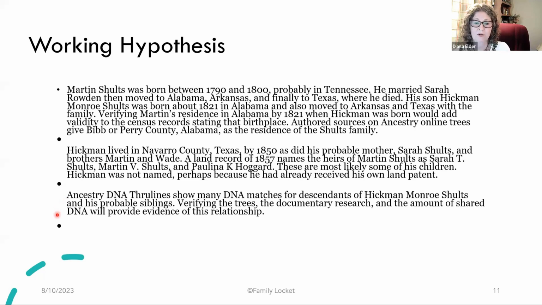Ancestry DNA through lines show many DNA matches for descendants of Hickman Monroe Shults and his probable siblings. Verifying the trees, the documentary research, and the amount of shared DNA will provide evidence of this relationship. So I'm giving some methodology here. I'm going to look at trees. I have a lot of through lines because this is a Southern family. Everybody had a lot of kids. There's a lot of descendants. So through lines can give me some good places to start. But I'm also going to use documentary research and I'm going to use the amount of shared DNA. So this is what I wrote up for my working hypothesis.